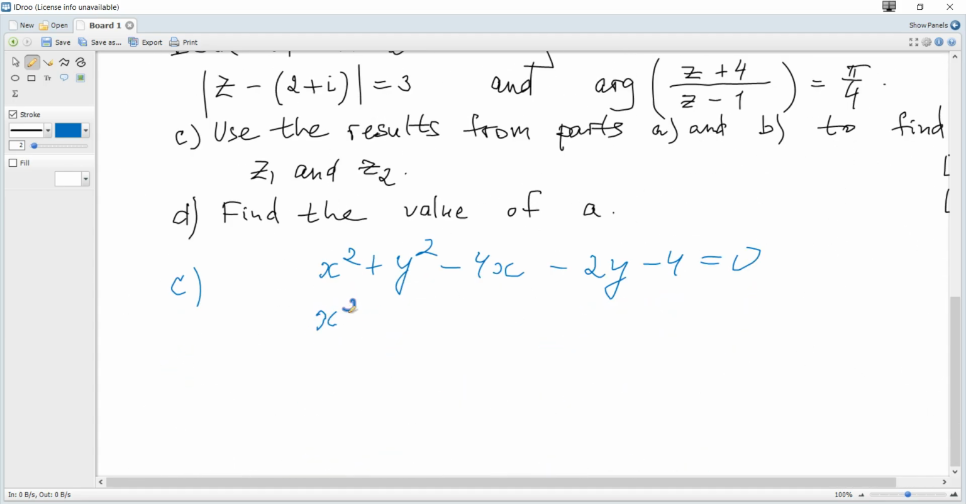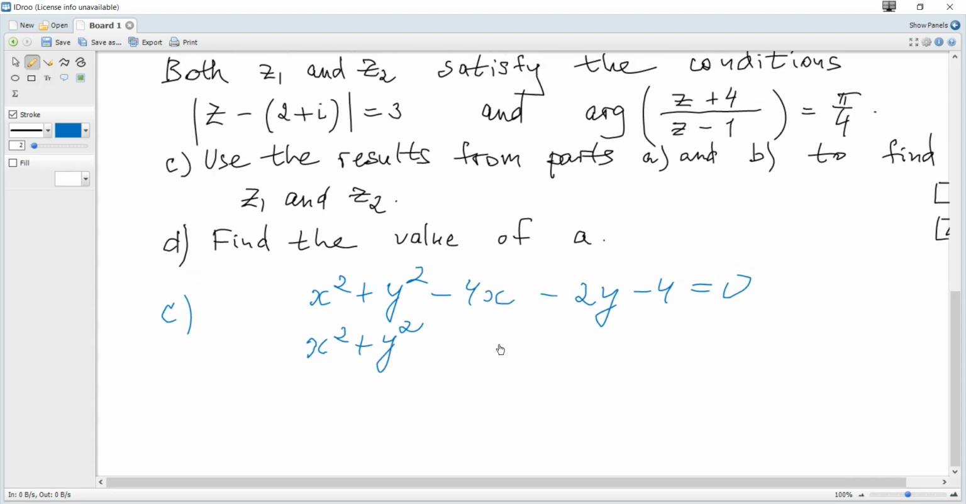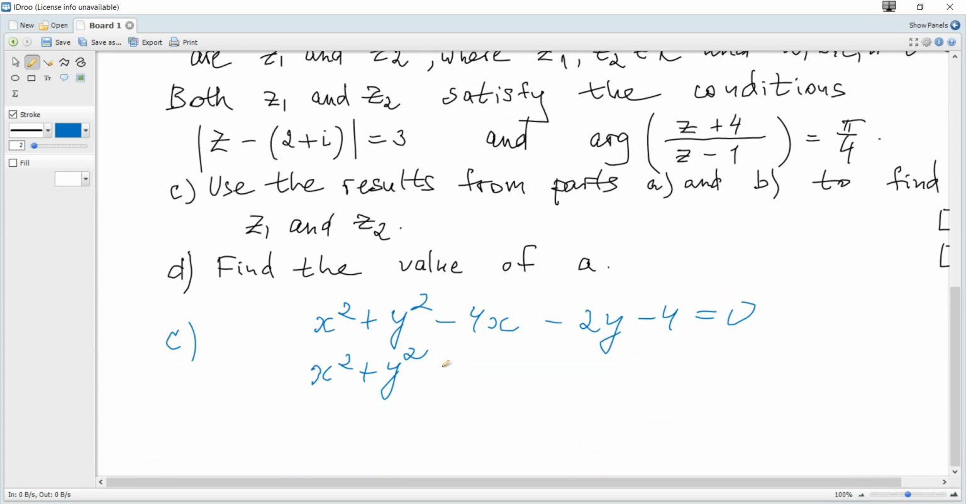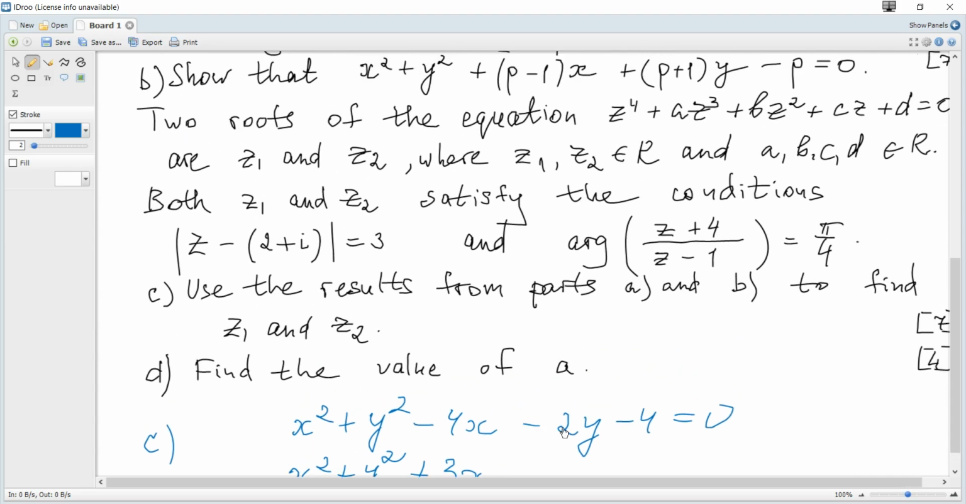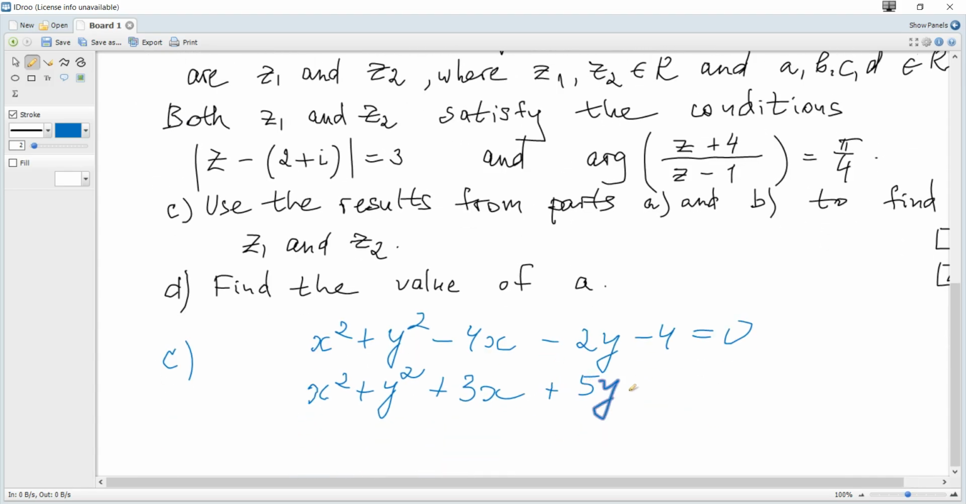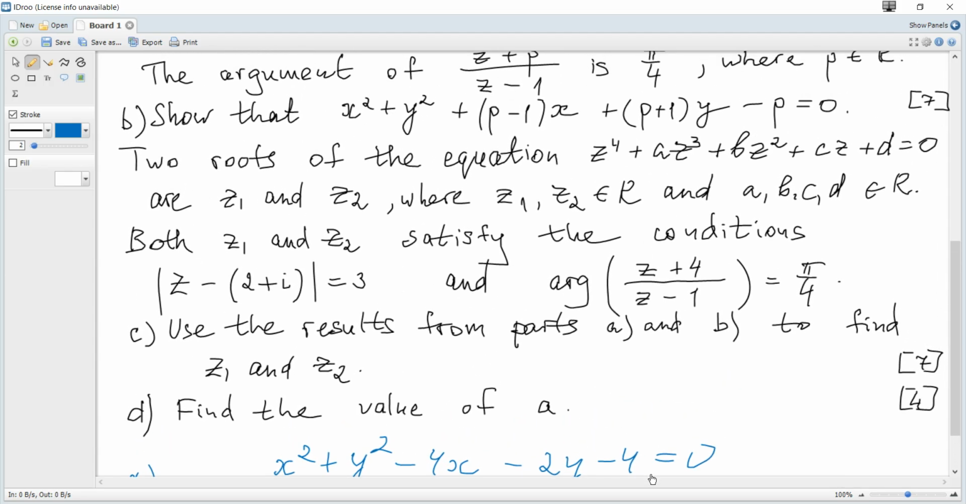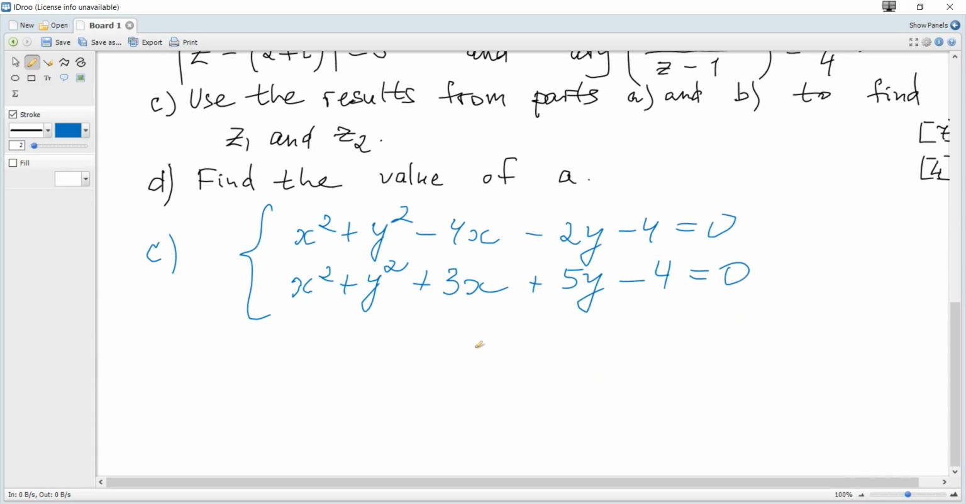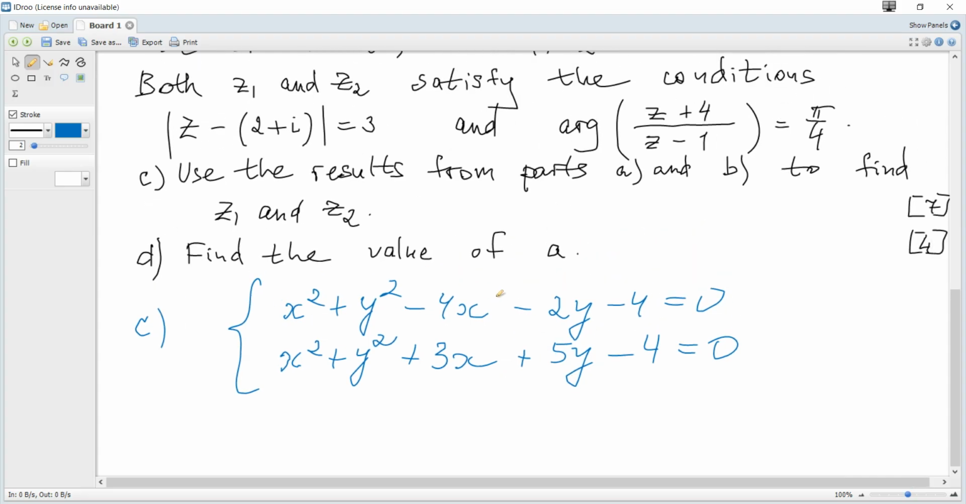minus 4x minus 2y minus 4 is 0, and the second just substitute 4 for p, so it becomes x squared plus y squared plus 3x plus 5y minus 4 is 0, and we should solve for x and y, and z, which is x plus iy, is the solution. It's the required complex number, and there will be two solutions.